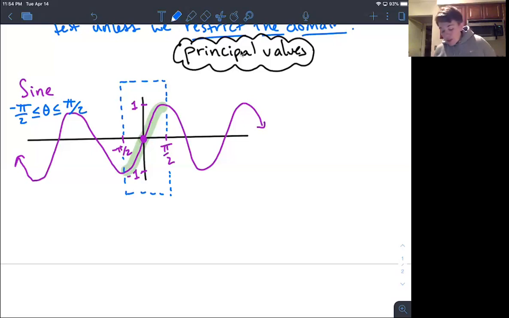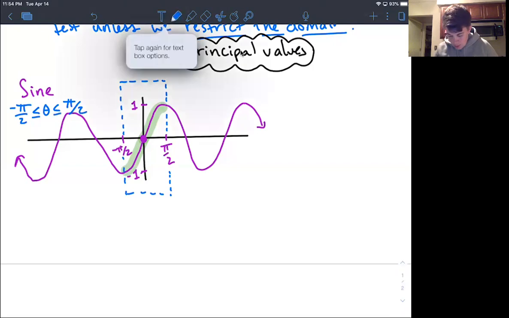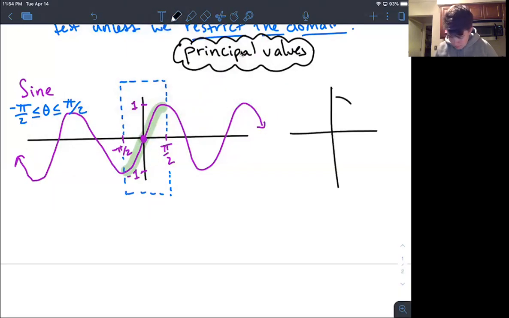If we're looking at a unit circle, let me draw a little unit circle over here. Hectocircle, yeah. Y'all, I'm not gonna lie, drawing on an iPad is pretty fantastic.